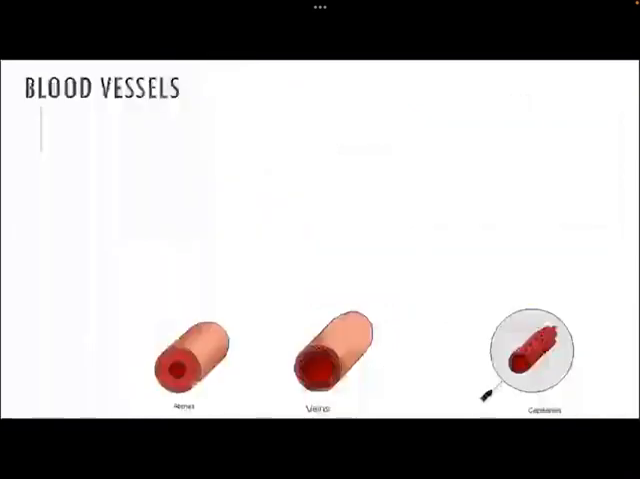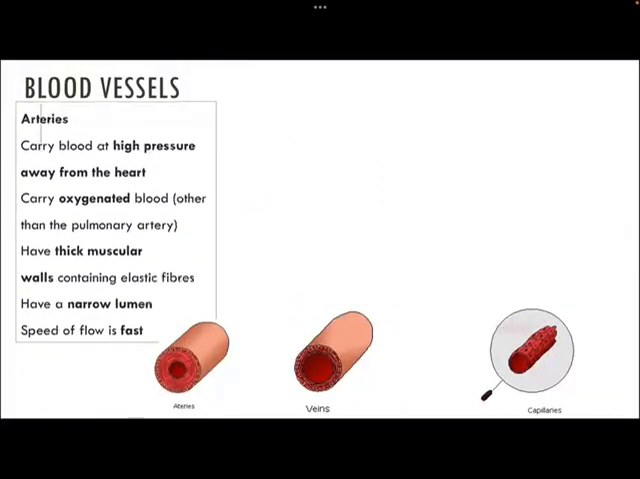There are three types of blood vessels: arteries, veins and capillaries. So arteries carry blood at high pressure away from the heart and to other organs. They carry oxygenated blood, except for the pulmonary artery, sending blood to the lungs. They have thick muscular walls that contain elastic fibres, so the pressure of the blood is going to be high inside an artery. They have a narrow lumen for the blood to travel through, and the blood flows fast.